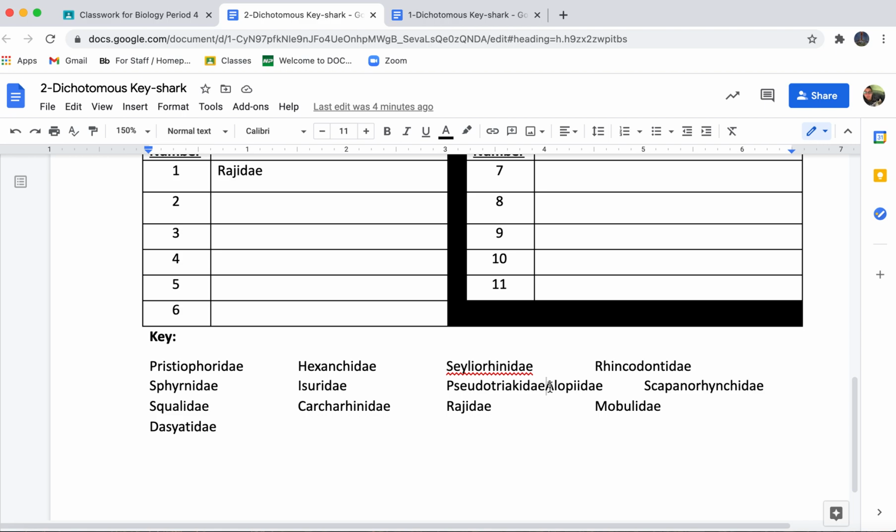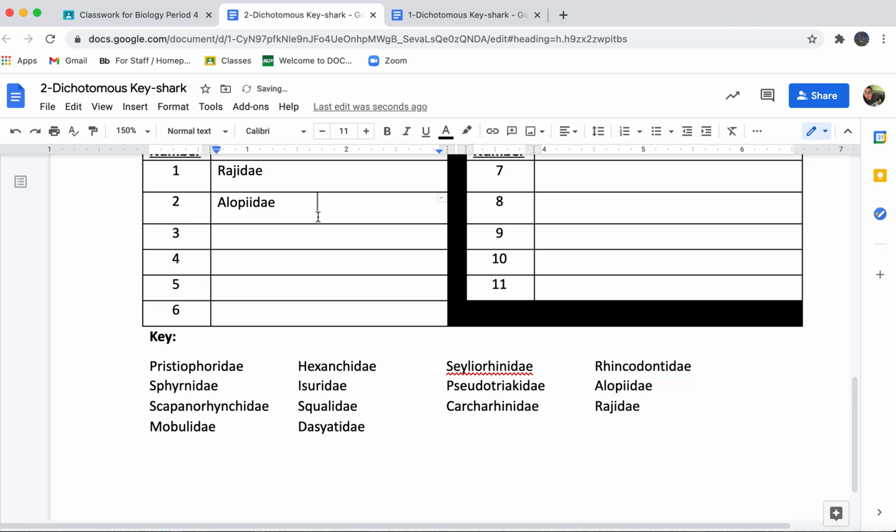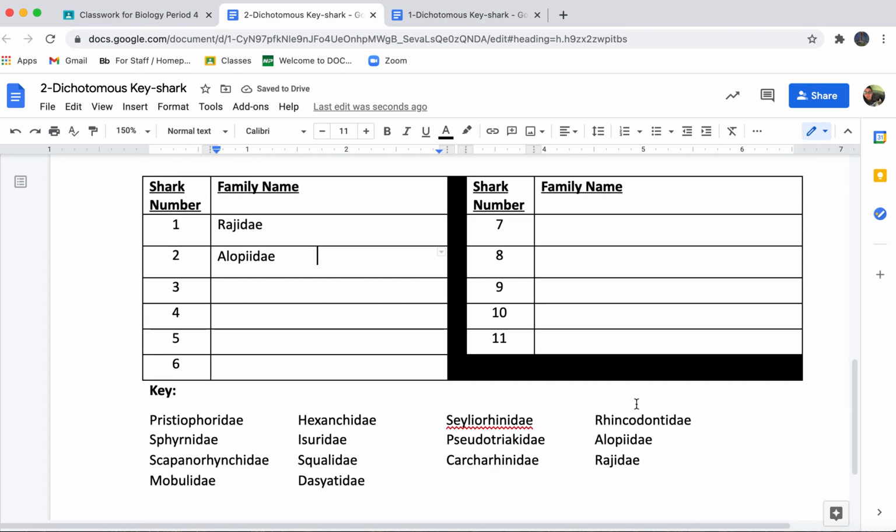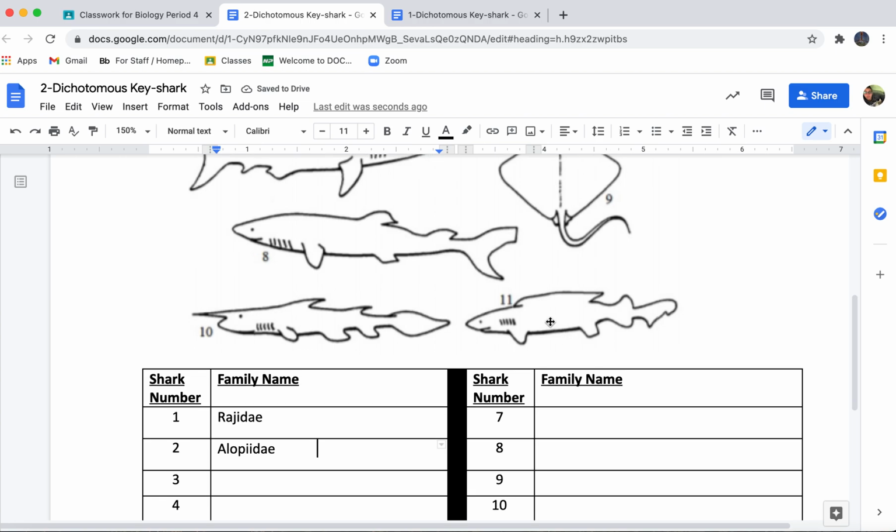Oh, here it is. Something happened with my formatting. There we go. So we're going to copy that and paste it right in there. Okay? And all you have to do is do that for the other 9 sharks.